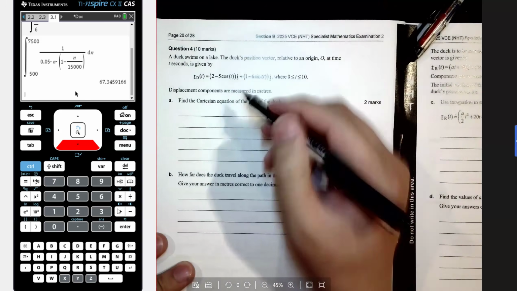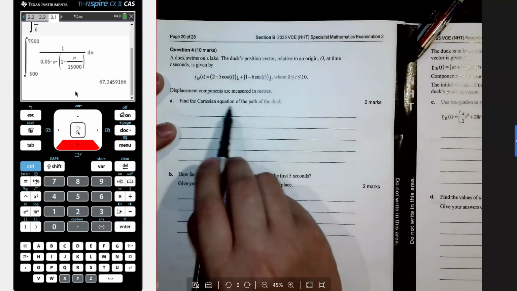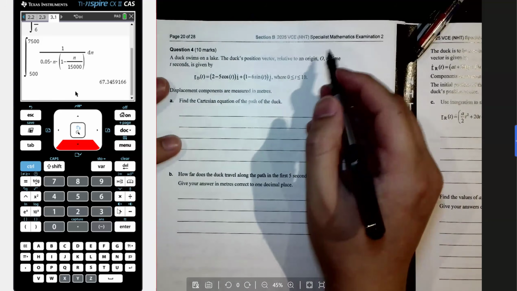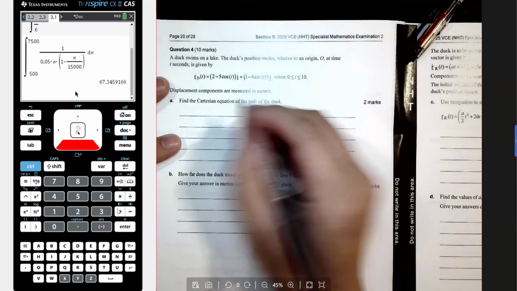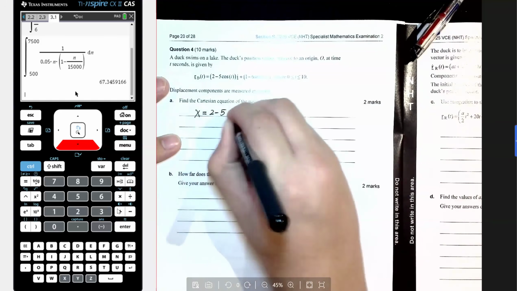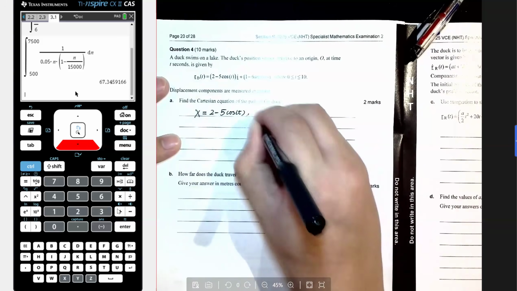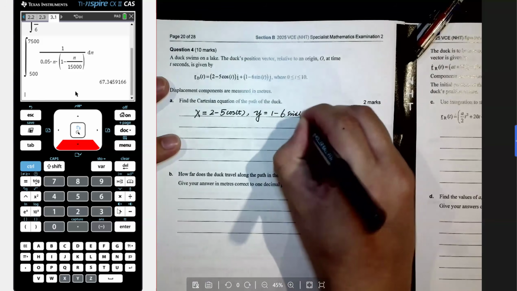Question 4. It's a dog Cartesian equation. This is a vector function at a time t seconds between 0 and 10. Find a Cartesian equation of the path of the dog. Okay, so I say x equals 2 minus 5 cosine t, y equals 1 minus 6 sine t.